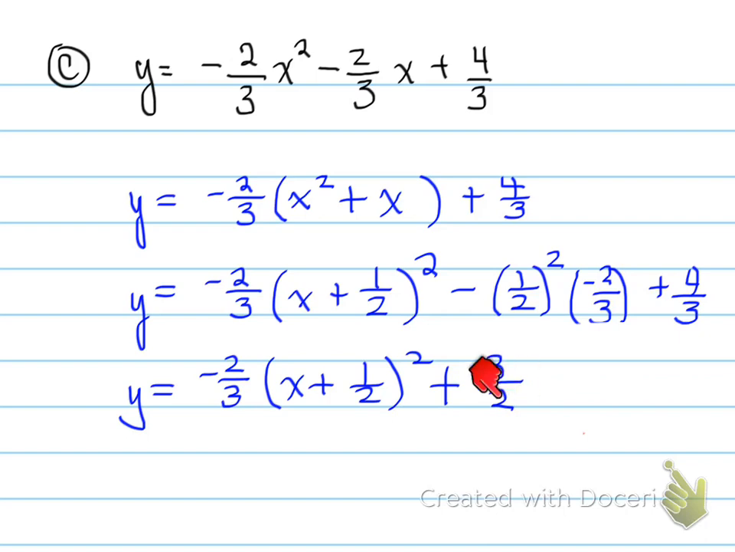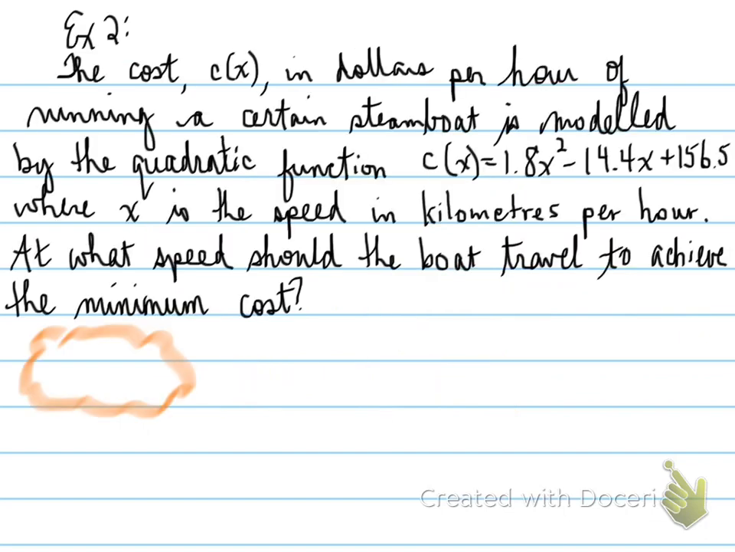So we'll have the final form and complete the squares. So it's now in vertex form, and we can determine the vertex when it's in this form. Okay, moving on. Let's look at some word problems.